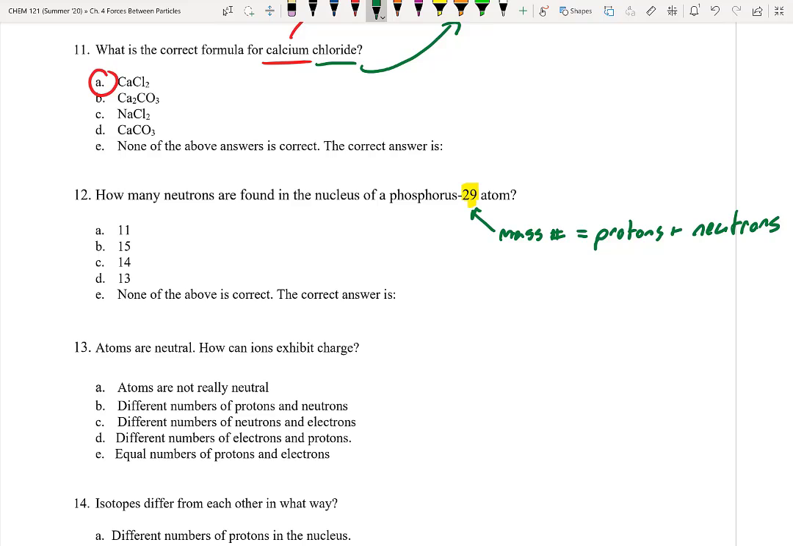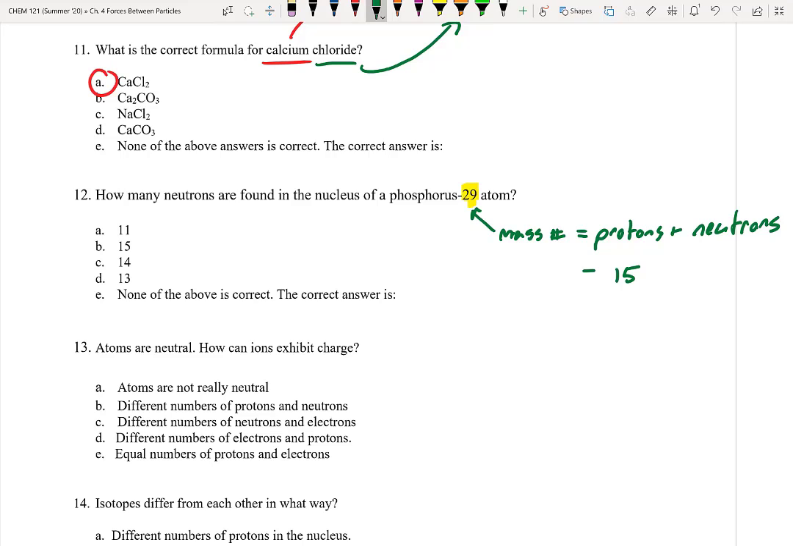But it always has what number of protons? Well, we could look at the periodic table and we could say, well, the atomic number is always going to be the same as the number of protons. So on the periodic table, it looks like phosphorus is number 15.